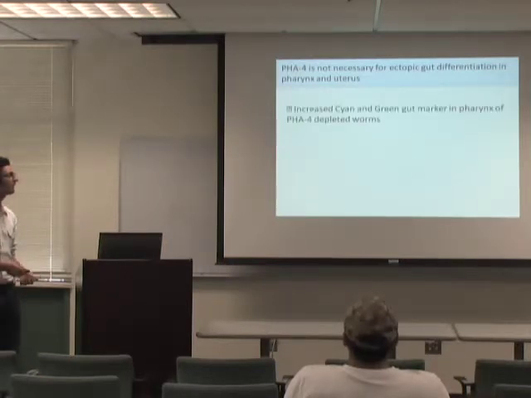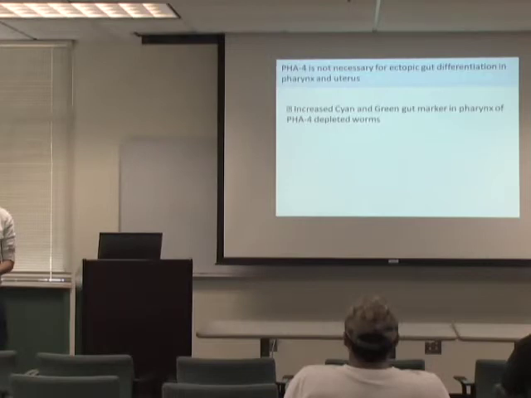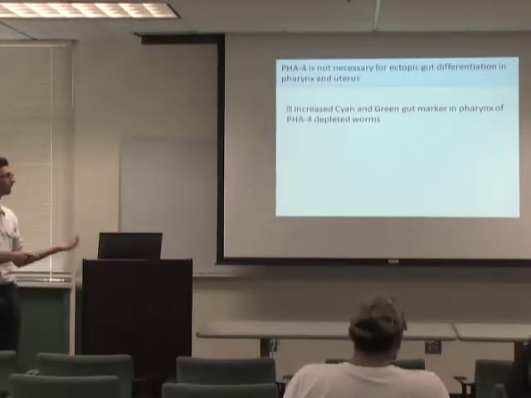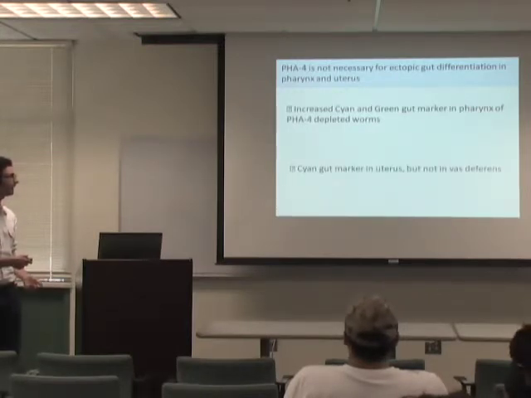This is because what we're seeing is that there's an increased percentage of worms that have these cyan and green gut markers in the pharynx of these FOF4 depleted worms, which lets us know that after knocking down this FOF4 gene, there's a decreased production of the FOF4 protein itself, which is causing the animal to actually have more cyan and green gut markers in the pharynx. That lets us know that the animal is now more susceptible to turning into intestinal cells.